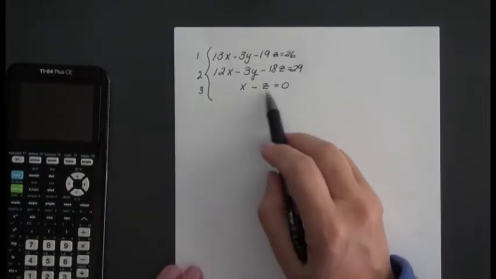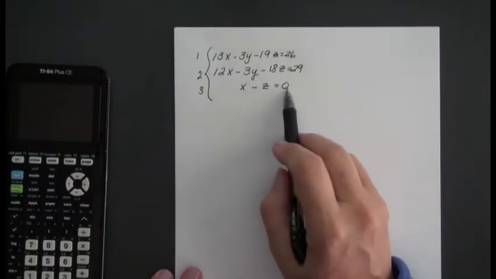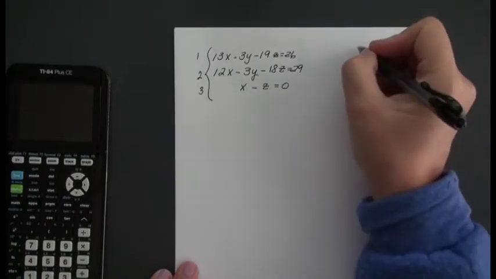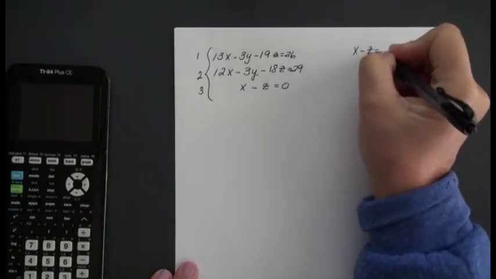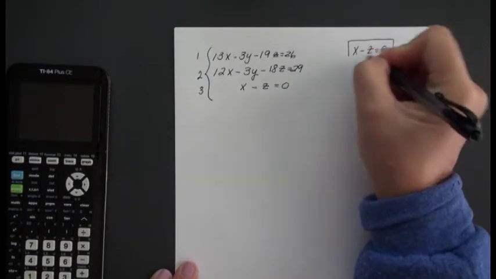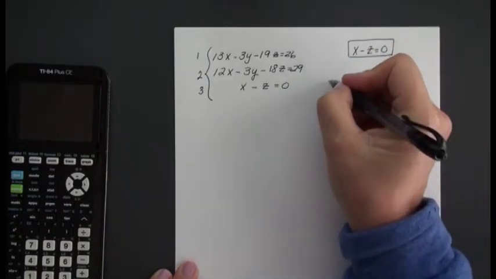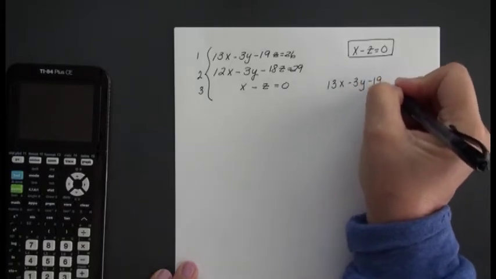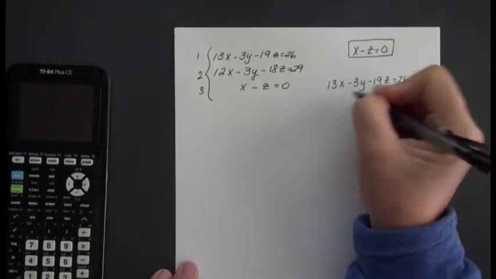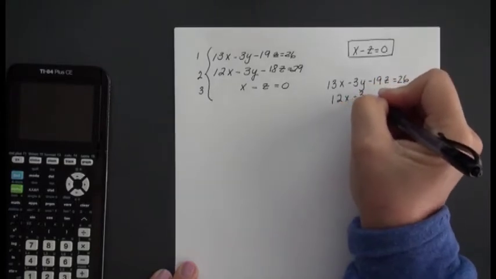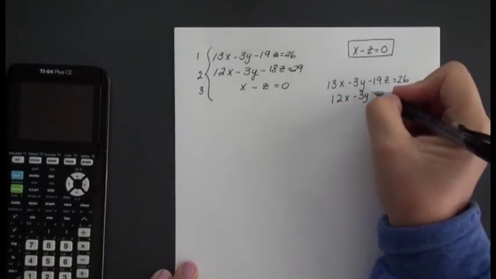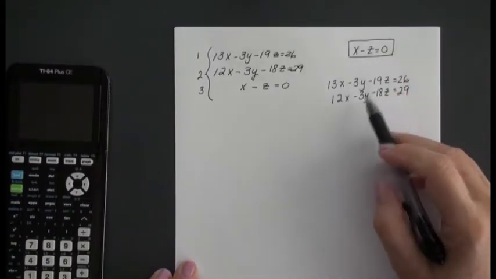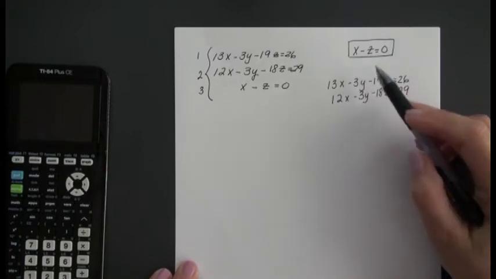But if I look at the second or the last equation, I see that y is already eliminated. So I'm going to save that equation for later. And I'm going to take my top two equations and I'm going to eliminate a y from those two equations.